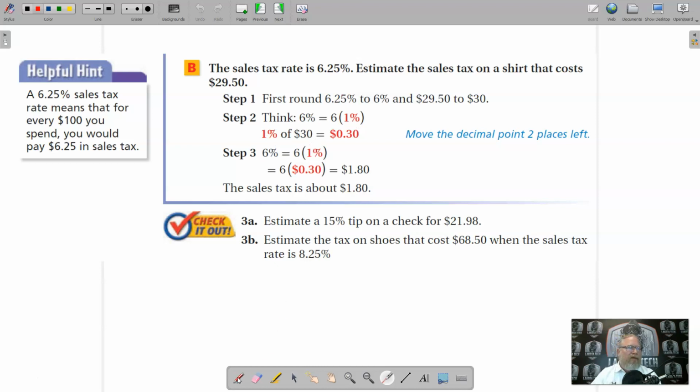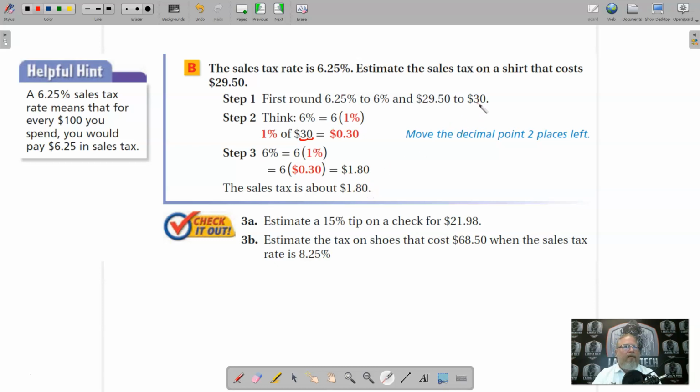Well, move the decimal over two places, 1, 2, and we see that it would be 30 cents. The decimal's now in front of the 3, so that would be 30 cents. If 6% is 6 times 1%, then we take that 30 cents and multiply it times 6 as well. 6 times 3 is 18, and we have 2 decimal places, so we put the decimal over 1, 2 places, and it would be $1.80. So the sales tax is about $1.80.